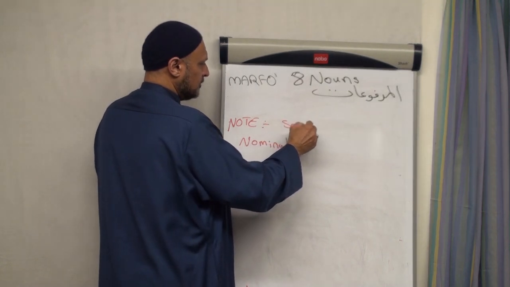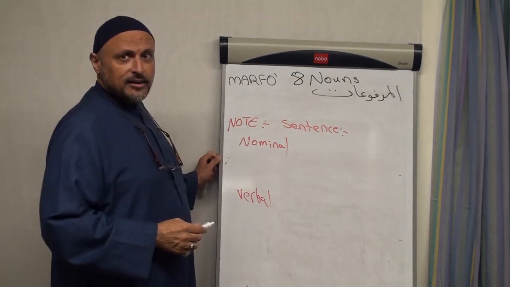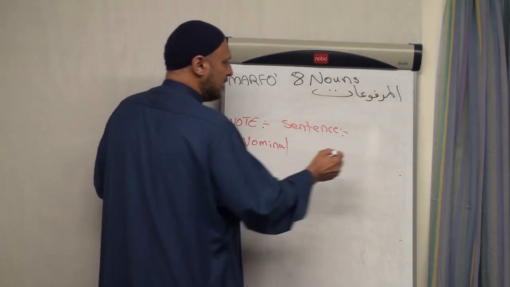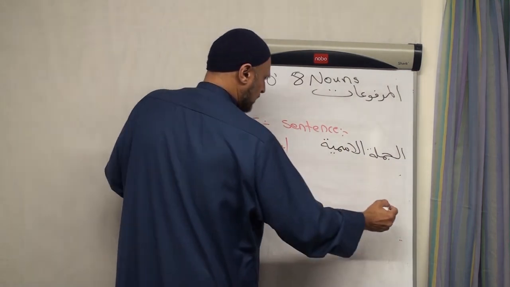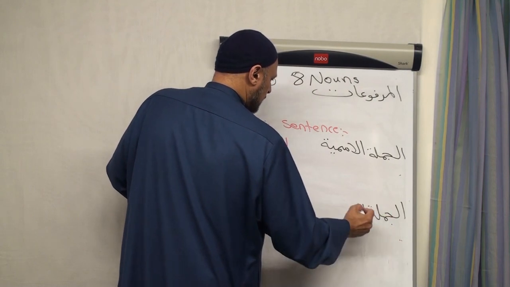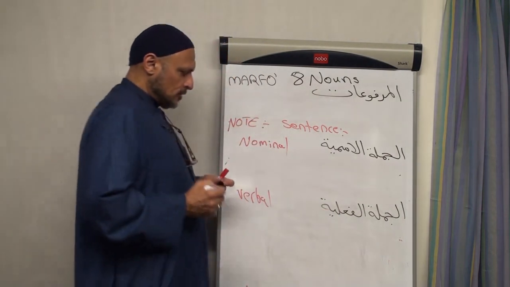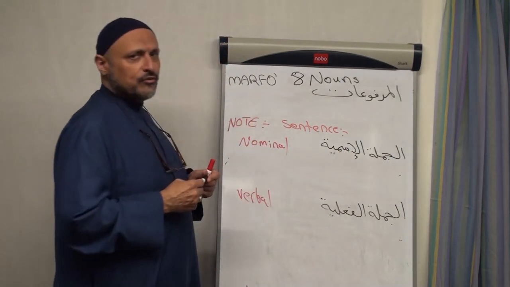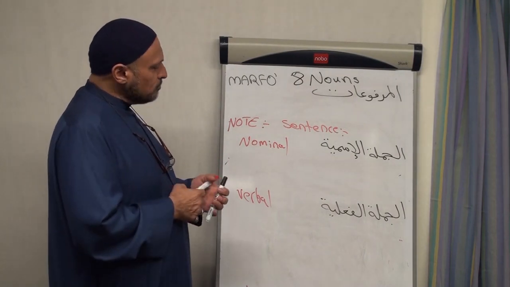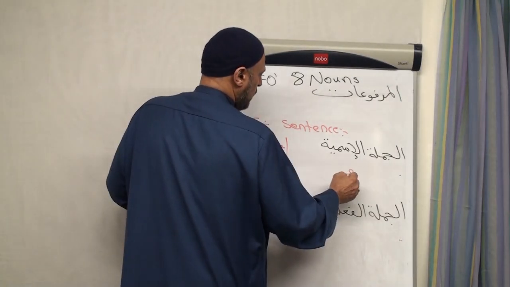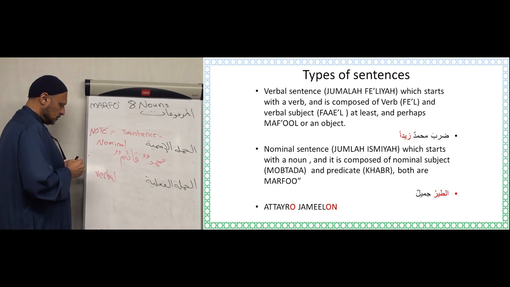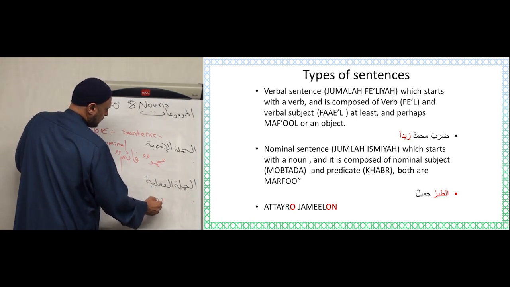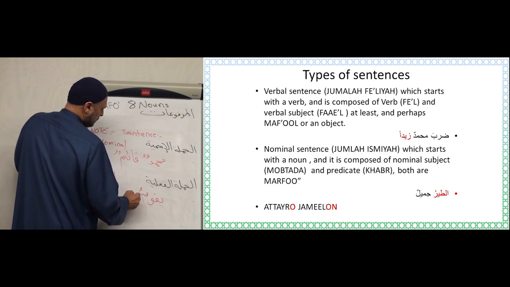So a sentence can be nominal, can be verbal. Nominal, we call it al-jumla al-ismiya. Then we have al-jumla al-fi'liya. So al-jumla al-ismiya, al-jumla al-fi'liya. Fi'l is verb. Jumla al-ismiya, like Muhammadun qa'imun. Jumla al-fi'liya, yaqumu Muhammad.